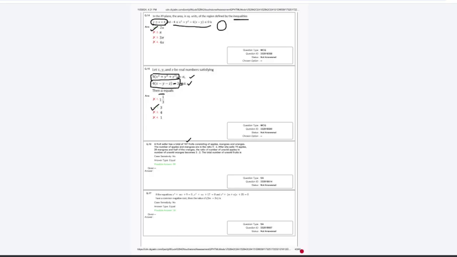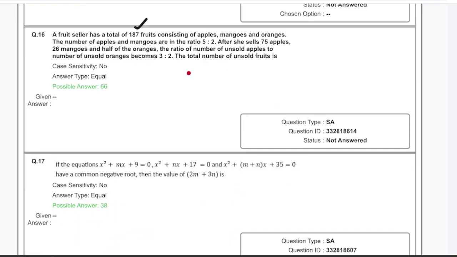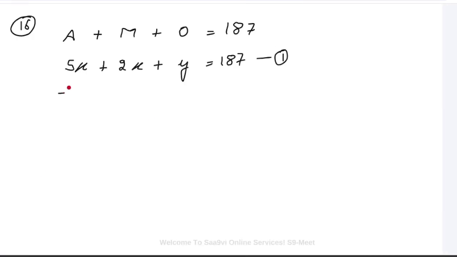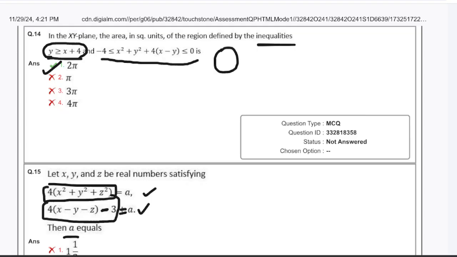After they say apples and mangoes are done, oranges we have kept as y. Then they have said after she sells 75 apples, 26 mangoes, and half of the oranges. So minus 75, minus 26, and minus half, that is minus y by 2, because you sold it. After selling it, the ratio of the number of unsold apples to the number of unsold oranges is 3 is to 2.